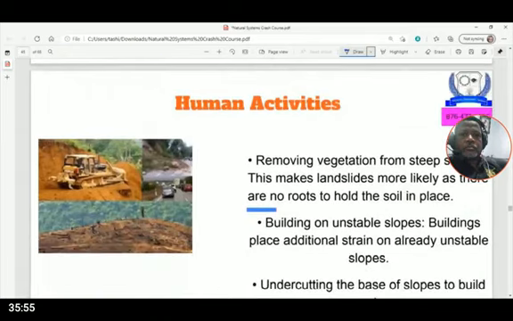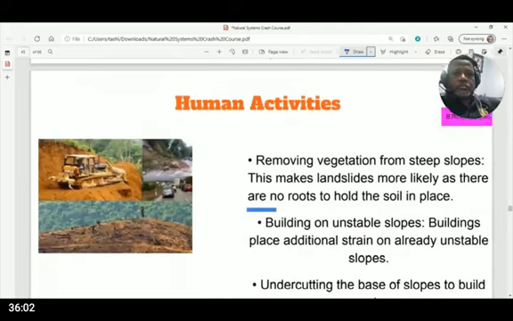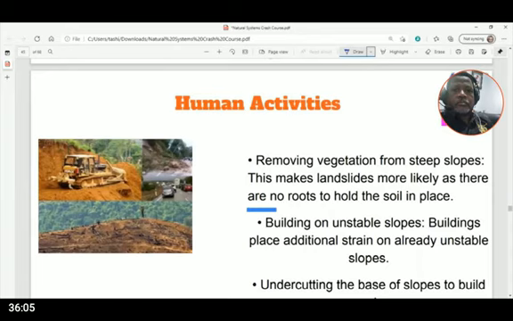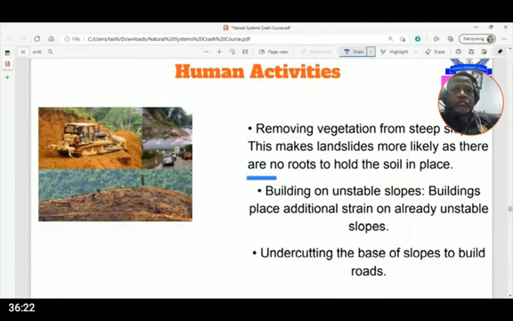Then we have human activities. So we carry out activities that cause landslides to take place or influence the movement of materials down the slope. So we are building things. We are cutting down slopes to build roads. We are cutting down trees to build houses, etc. So all of these activities affect or influence mass movement to take place.